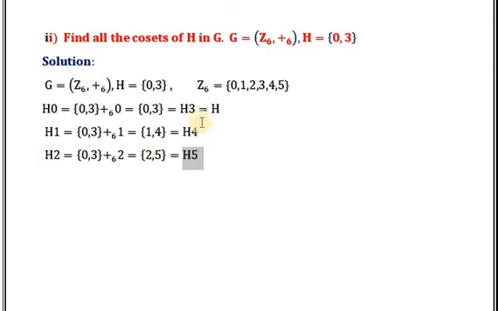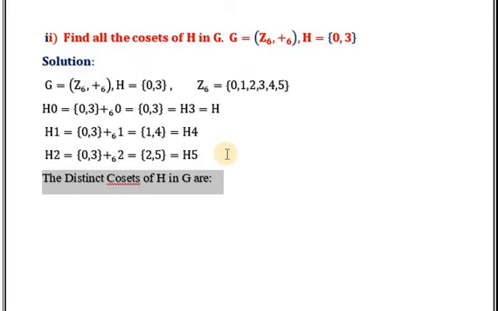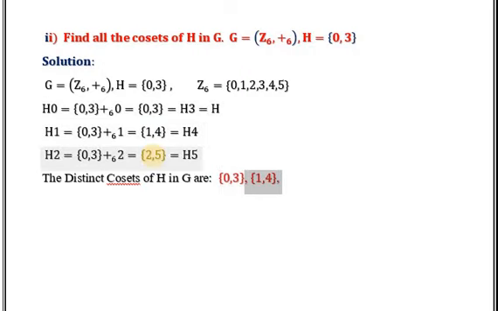Now we got altogether 6 cosets, that is H0, H1, H2, H3, H4, H5. 6 cosets are there. But while writing the number of distinct cosets, we get only 3 cosets: {0, 3}, the next coset is {1, 4}, then the next one is {2, 5}. So these 3 are the cosets of H in G.